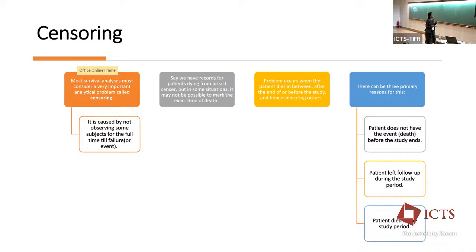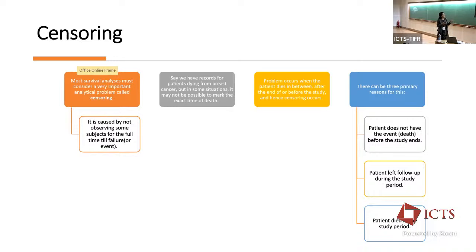So when we study survival analysis, there's something called censoring, which is very important, because the data you've collected can be censored. So most survival analyses must consider a very important analytical problem called censoring. Censoring can occur in different ways. You have left censoring, right censoring, and interval censoring in the middle.